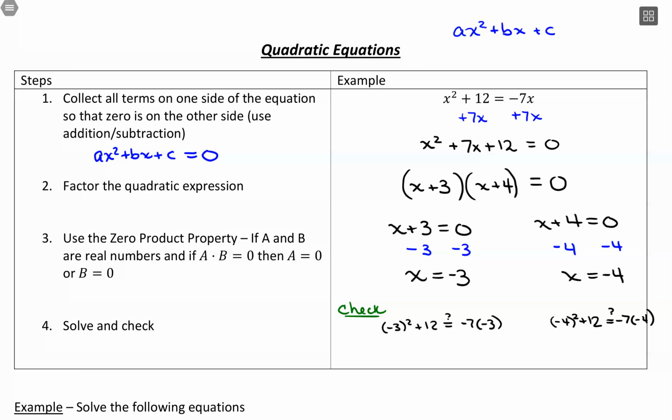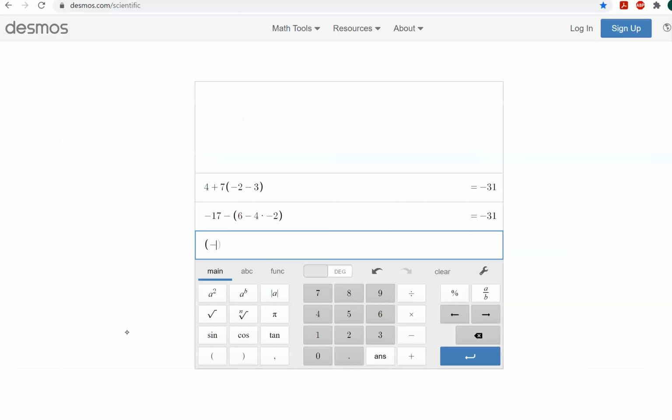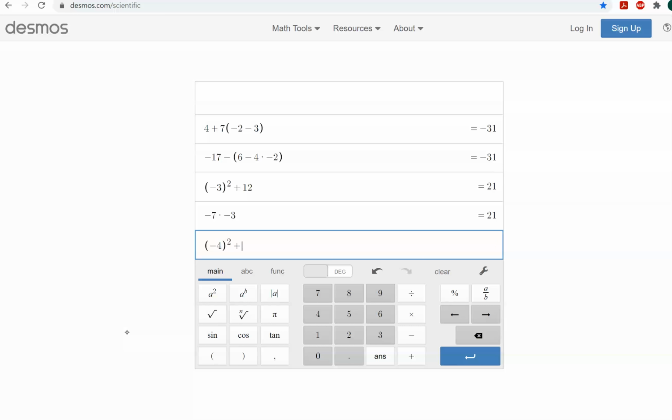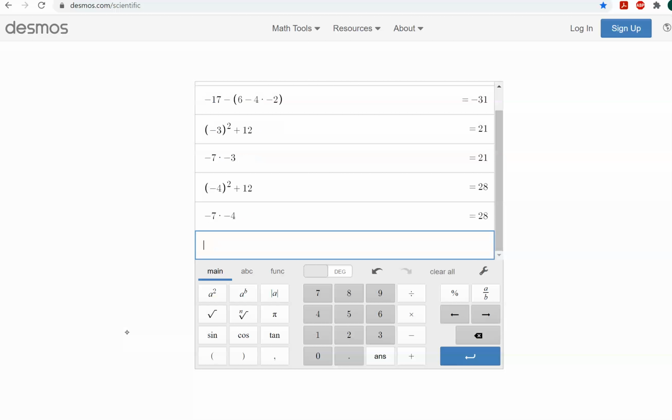So let's see. We can go to a calculator and look at negative 3 squared plus 12 and see, is that the same thing as negative 7 times negative 3? And it is. So that checks out. Then we do the same thing for negative 4. So negative 4 squared plus 12. And is that the same as negative 7 times negative 4? It sure is. So both of those answers work.